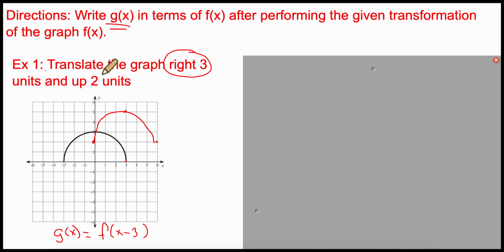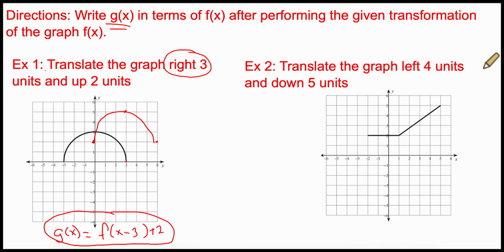Anything on the outside is exactly like I see it. I'm going up 2, so I'm going to do plus 2. So my new function, g of x, is f of x minus 3, a right shift, plus 2, a vertical upshift. I want you to pause for a minute and try this one on your own. Draw it yourself, and then try and write the g of x equation.